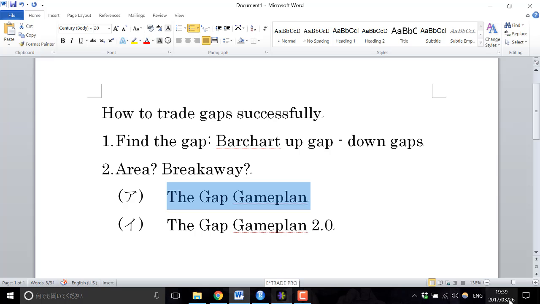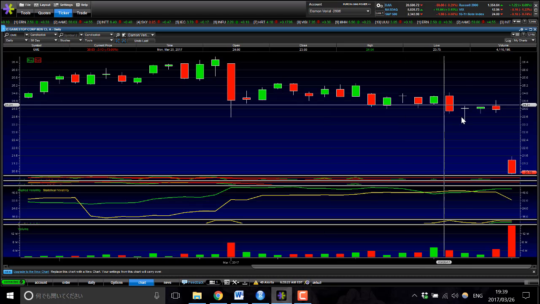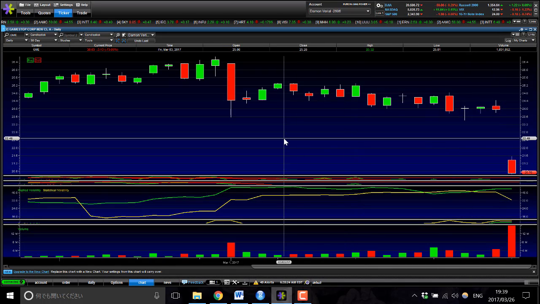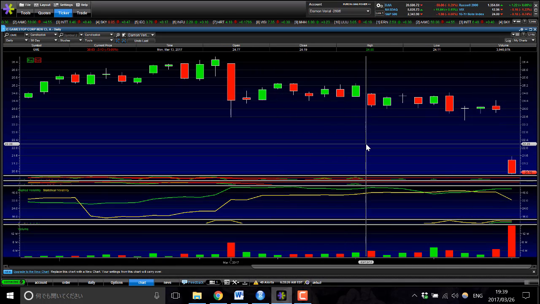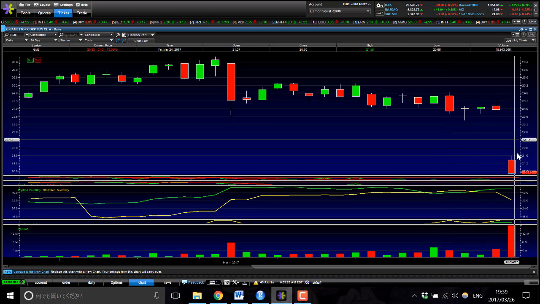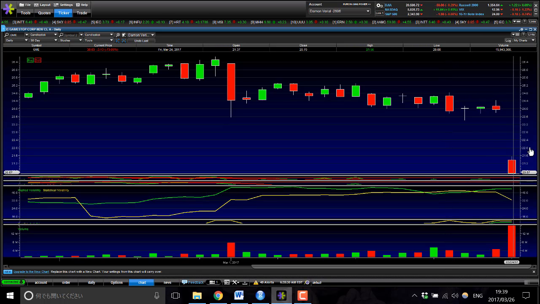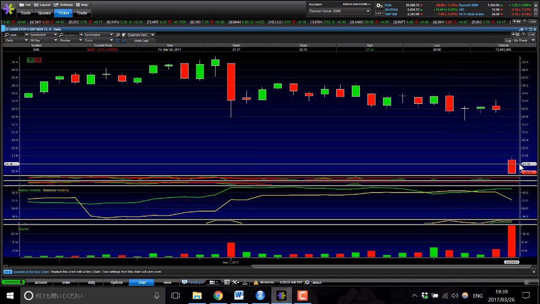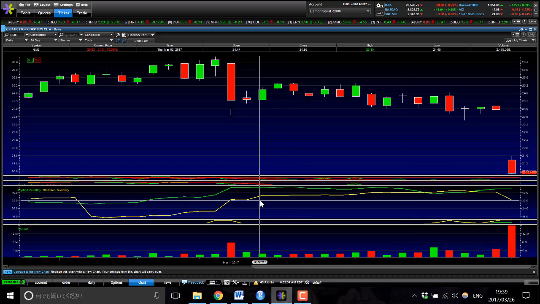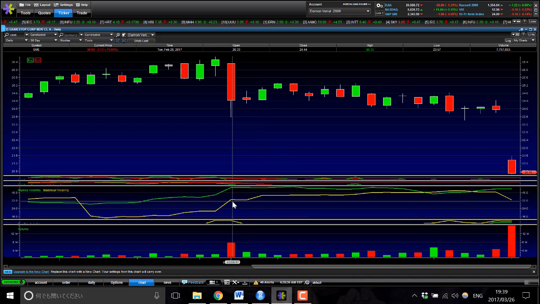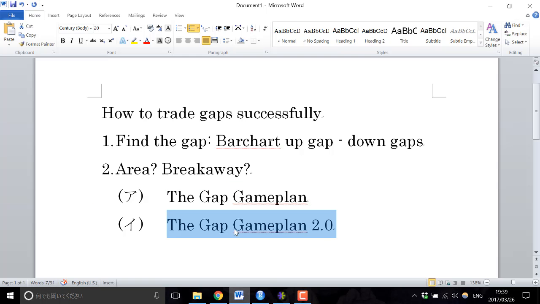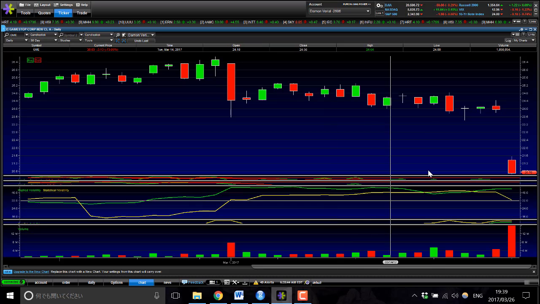For the Gap Game Plan, we played a lot safer, and what we do is essentially watch the chart for a couple more days until we get the trading signal, which is based on a few things, but most notably it's based on the candlesticks. And once we get that trading signal, we know whether it's going to be an area gap or a breakaway gap with a pretty high probability. The Gap Game Plan 2.0 is a lot more simple. We generally just look at the candlestick patterns.